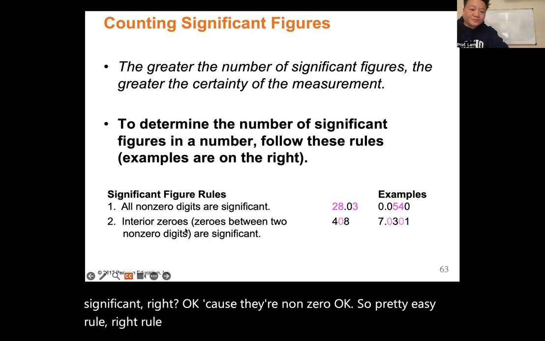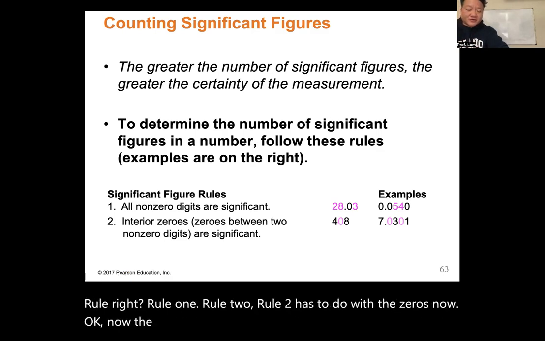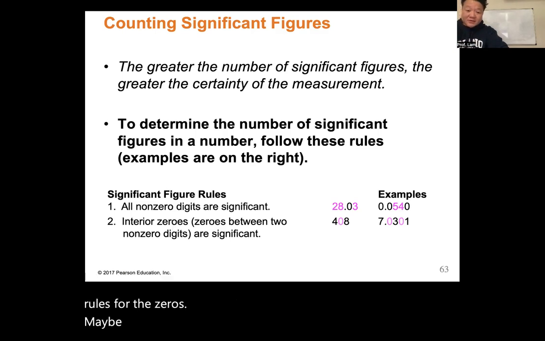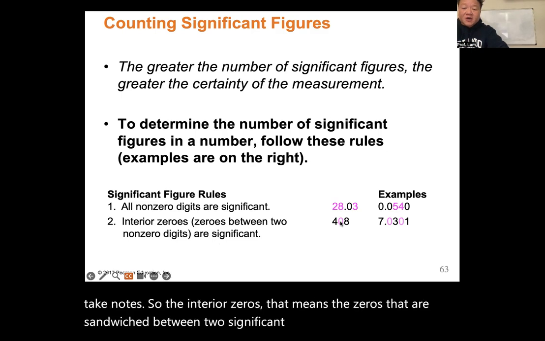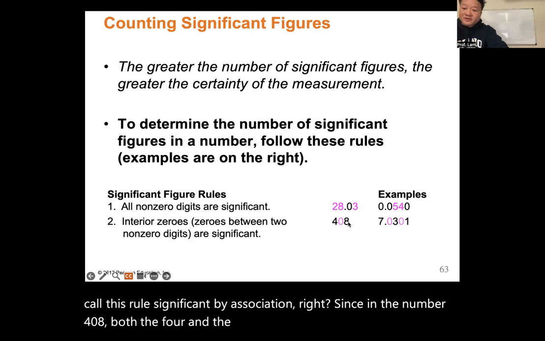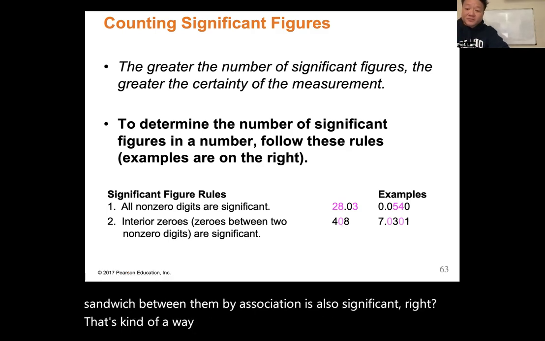Rule 2 has to do with the zeros now. The zeros are a little bit trickier, so we're going to have several rules for the zeros. Maybe you're going to want to write this down. Take notes. So the interior zeros, that means the zeros that are sandwiched between two significant numbers, are also significant. I call this rule significant by association. Since in the number 408, both the 4 and the 8 are significant, the 0 that's sandwiched between them by association is also significant. That's kind of a way to remember it.